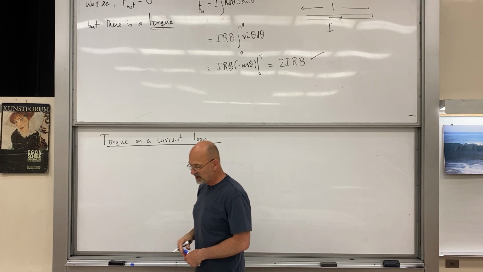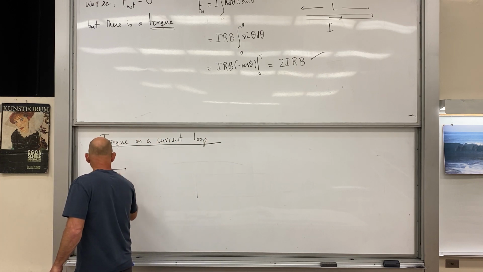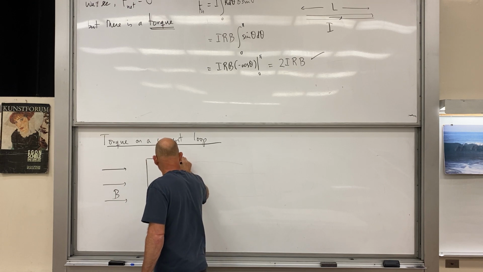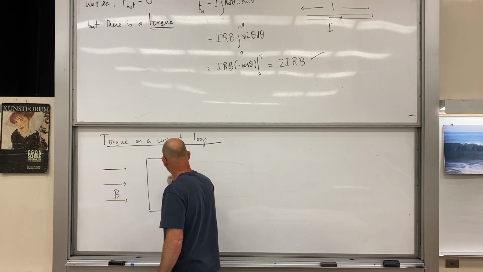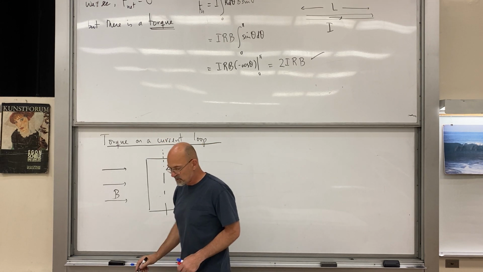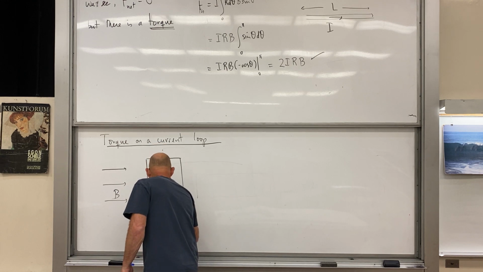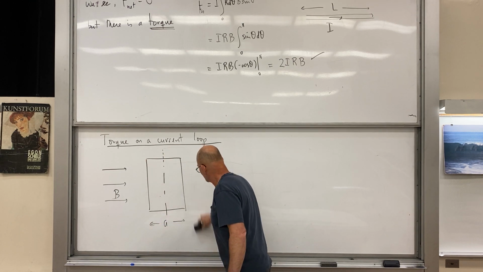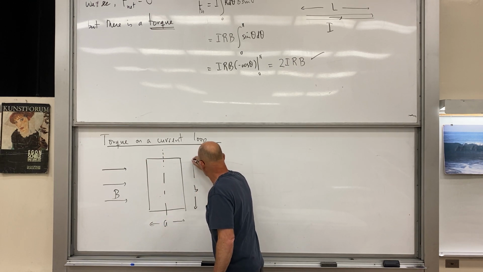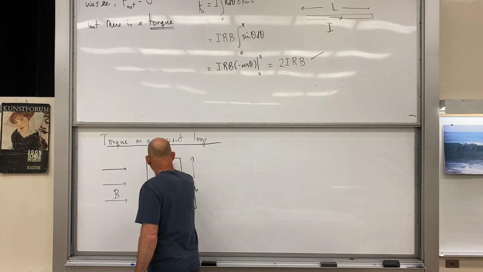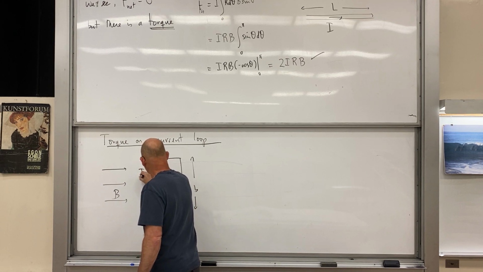So we'll make this pretty symmetric. Let's have the B field like this and pointing to the right. And now we have a current loop. I'll give it different dimensions. And we can imagine, we don't have to, but we can imagine an axle in the middle here. So what I have here is a and b, lowercase b. So the area is going to be a times b. And we have a current, we're going counterclockwise. Okay, so there's our current.